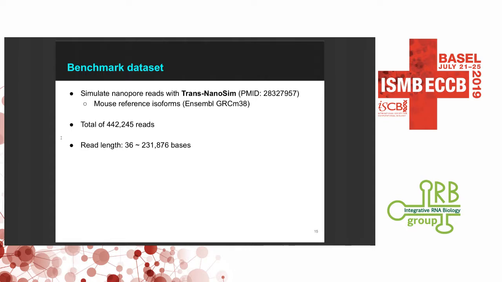So to evaluate our method, we generated a simulated data set with trans-nanosim. So basically, trans-nanosim will extract the error profile, read distribution, and the expression profile of the isoforms, and will generate nanopore reads from the mouse reference isoforms. And in our data set, we have roughly around 440,000 reads, and the read length ranges from 36 bases to 230,000 bases.